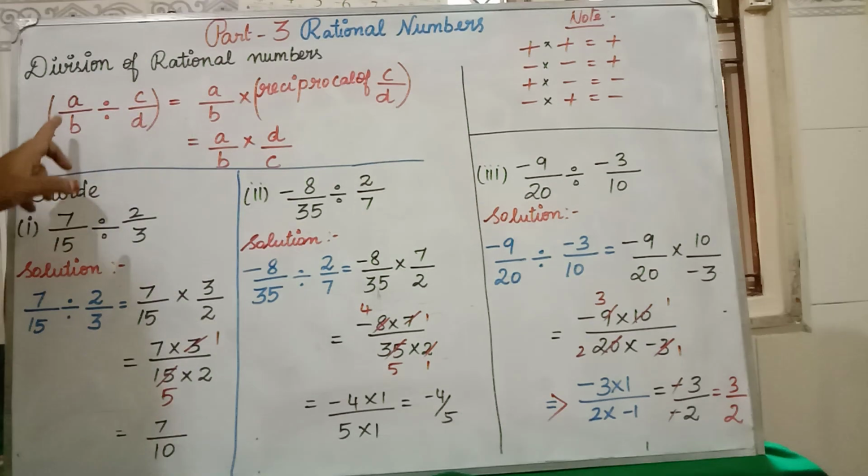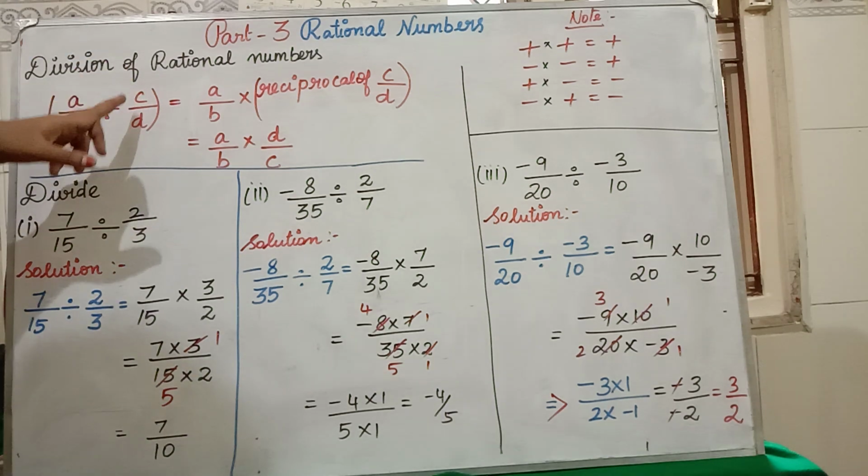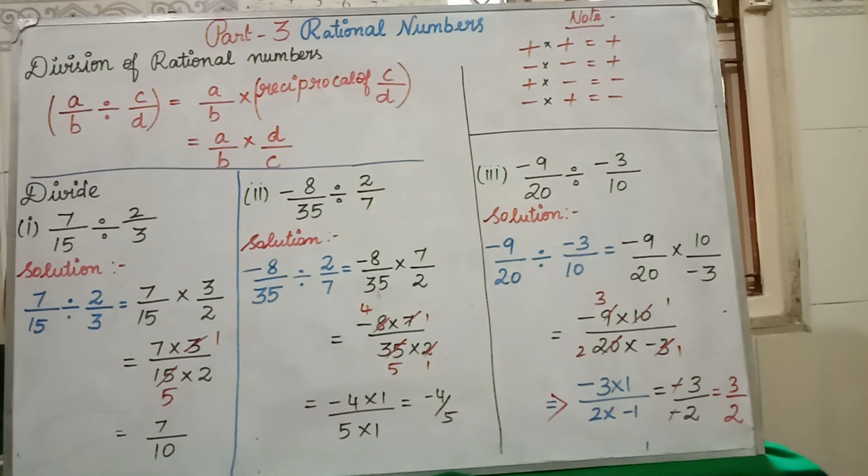So A by B, you have to write as such. This divide part will become multiplication. The C by D, how you have to write? D by C you have to write. Clear? This is the division of rational numbers we are going to do. Clear? We will see in the problem.